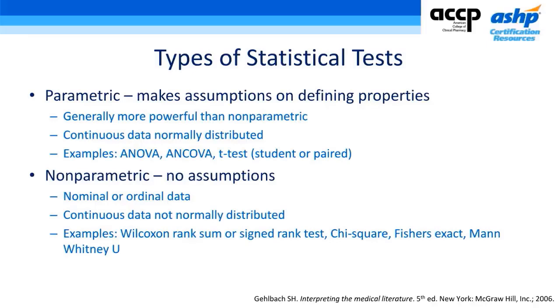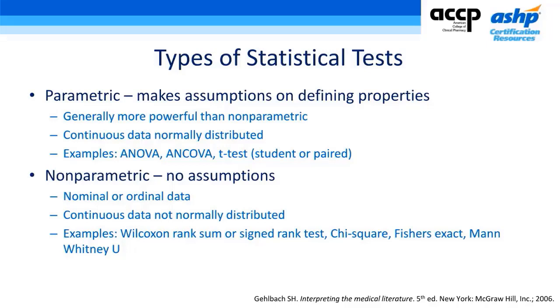So when thinking about types of statistical tests, we're thinking about parametric versus non-parametric tests. And for parametric tests, you're making assumptions based on defining properties. Generally, parametric tests are more powerful than non-parametric tests, and you use parametric tests when you have continuous data that are normally distributed. So for example, the t-test, student or paired, and then ANOVA or ANCOVA, as we saw in the example questions.